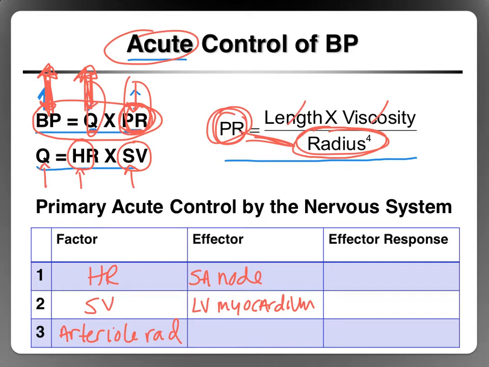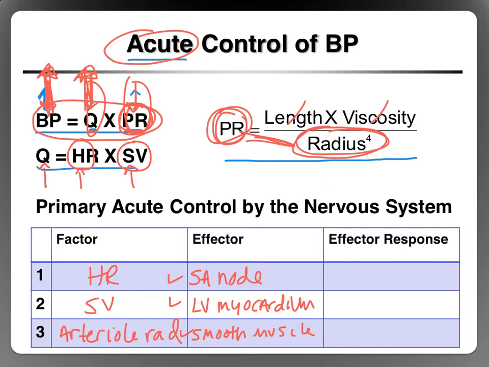And the effector of arterial radius is the smooth muscle in the walls of the arterioles. Remember that we can cause smooth muscle to contract. That's vasoconstriction, which would reduce the radius. We can also have smooth muscle relax, which would be vasodilation, which would increase radius. So we have the ability to change heart rate, stroke volume, and radius very quickly.